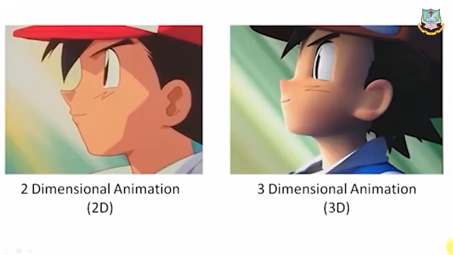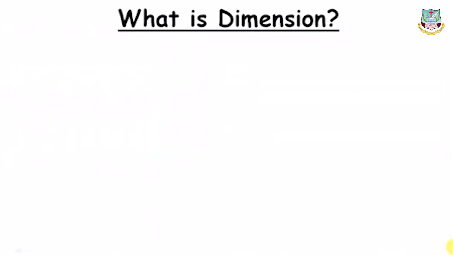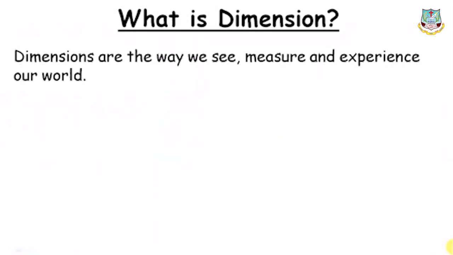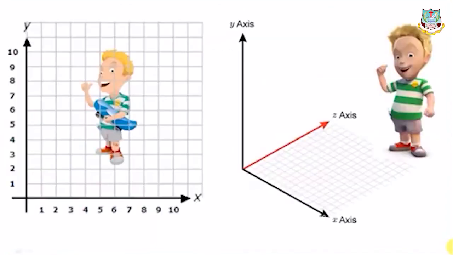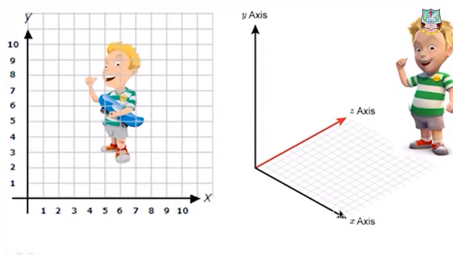And next is dimensions. Dimensions means the way we see it. We have 2D and 3D animations. 2D means 2 dimensions. We have only X and Y. X and Y means we will consider only the height and width as X and Y. The dimension itself is the way we see or the way we measure or experience. That is the dimensions. Okay, 2D, the 2 dimension is height and width.